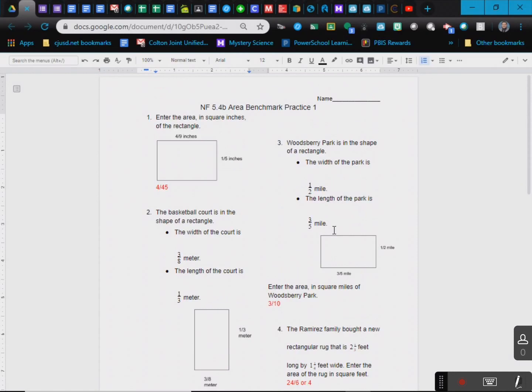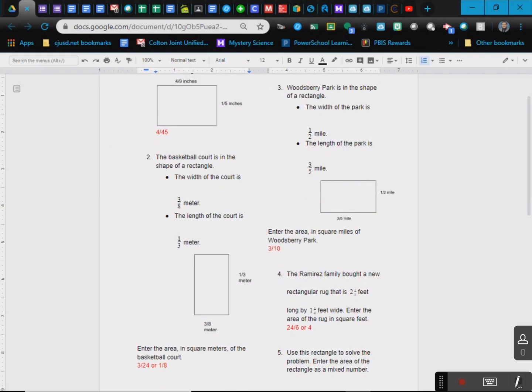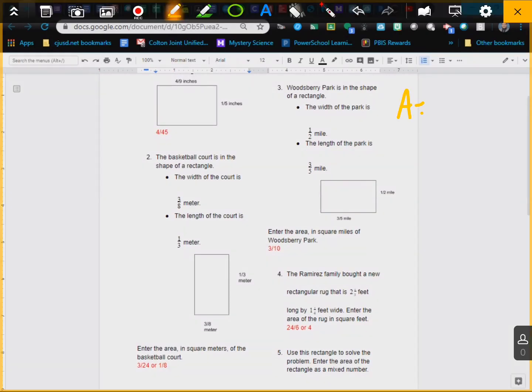Let's go to number 3. It says Woodsbury Park is in the shape of a rectangle. Width is 1/2 and the length is 3/5. So remember, A equals length times width. Okay, and that's an L, by the way. The length is 3/5 and the width is 1/2. And now the order also doesn't matter because remember it's the commutative property of multiplication. Order doesn't matter. Okay. A equals 3 times 1 is 3. 5 times 2 is 10. A equals, or area is 3 over 10. Right?